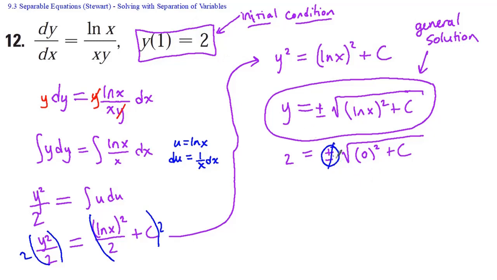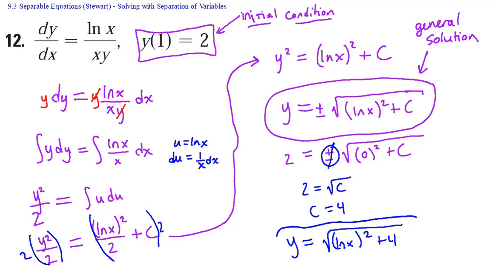So I would just get rid of the plus or minus and replace it with a negative in that case. All right, so I need to know what c needs to be, and you can probably tell c is going to be 4, right? Because the square root of 4 is 2. Of course, you can solve it algebraically. If you don't see that right away, you can square both sides. C equals 4. And so our final result here is y equals, again, the positive square root, not plus or minus, and then we have the natural log of x, quantity squared, plus 4. That is my particular solution.